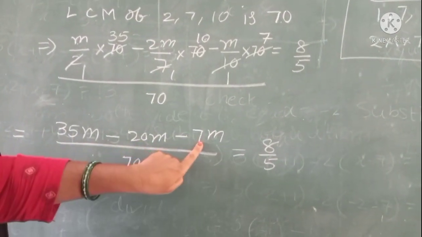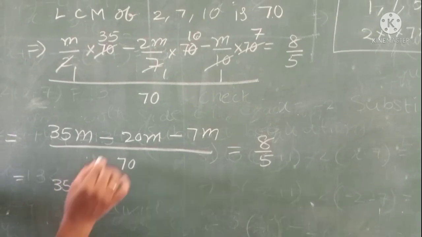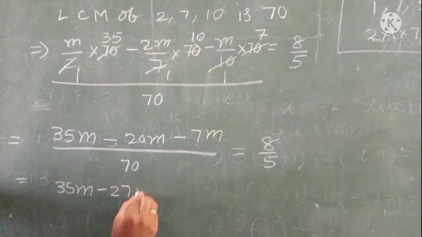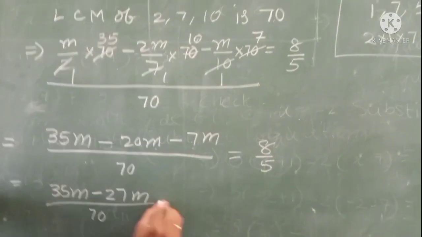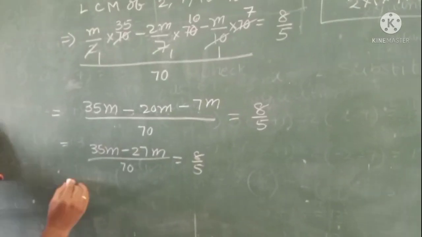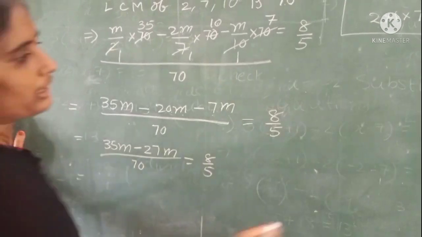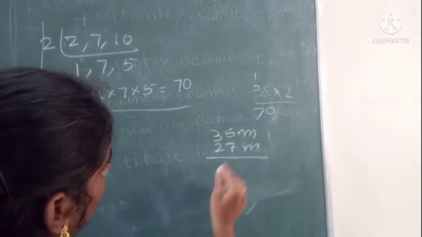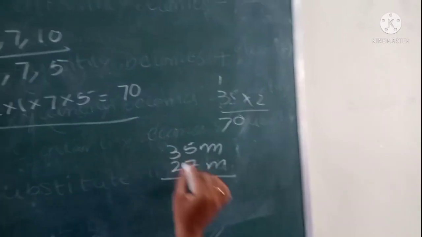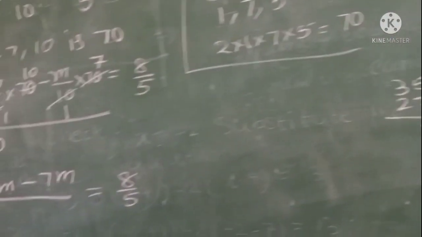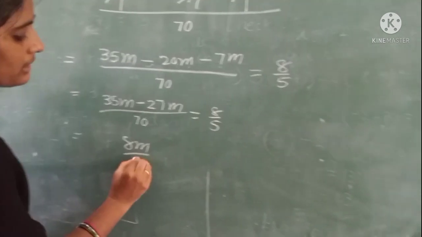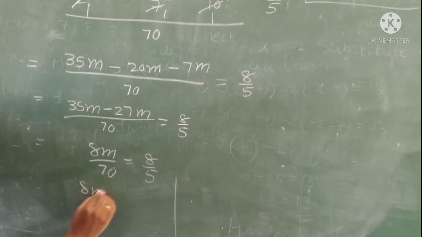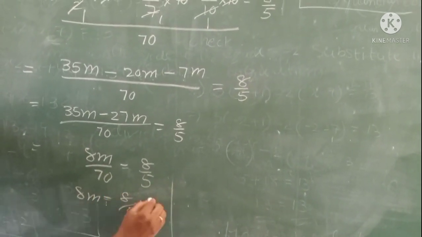35m minus 20m minus 7m. These two are minus quantities, so you add the minus quantities: 27m. 27m equals 8/5 into 70. Removing 27m from 35m gives 8m. So 8m is equal to 8/5 into 70.